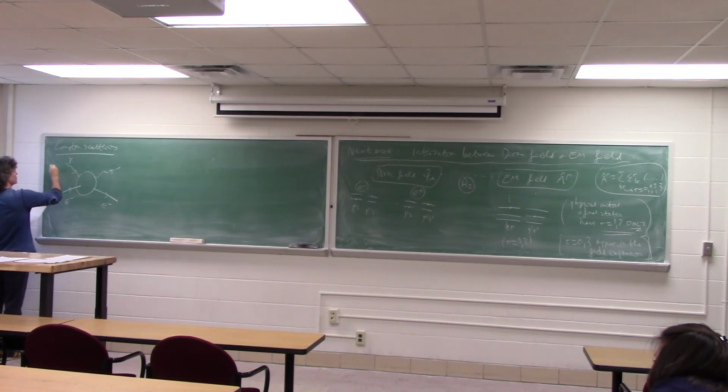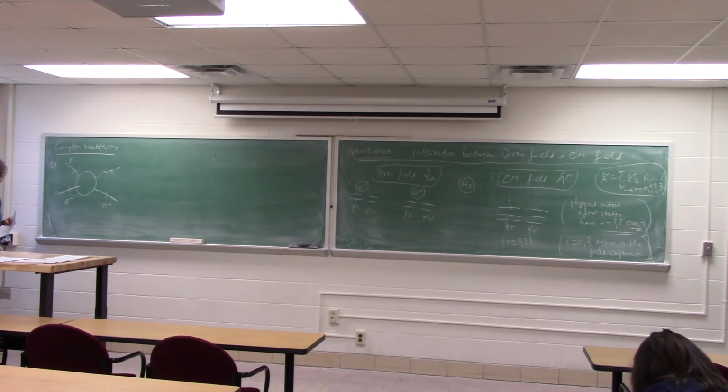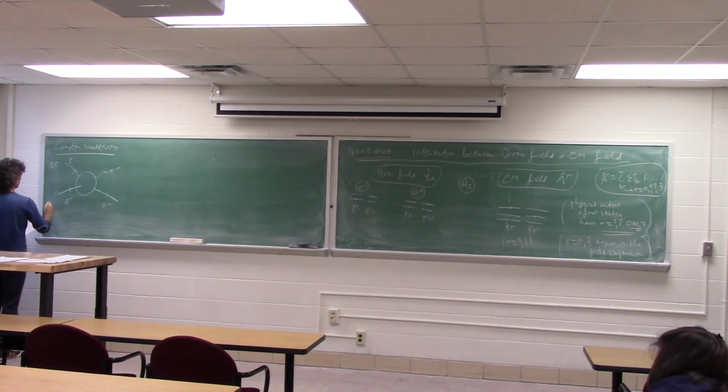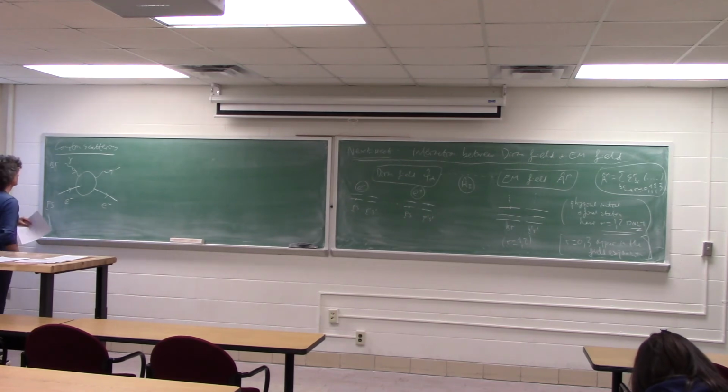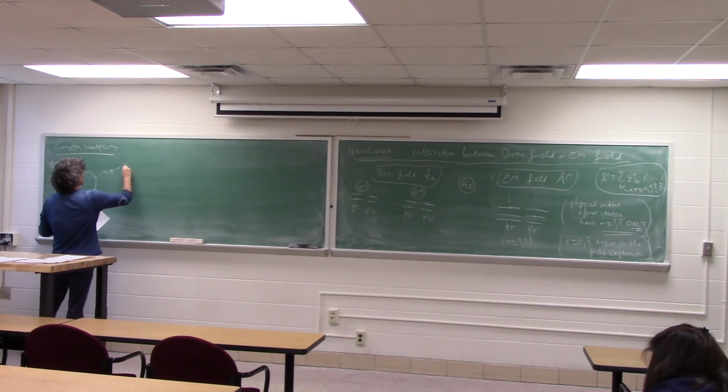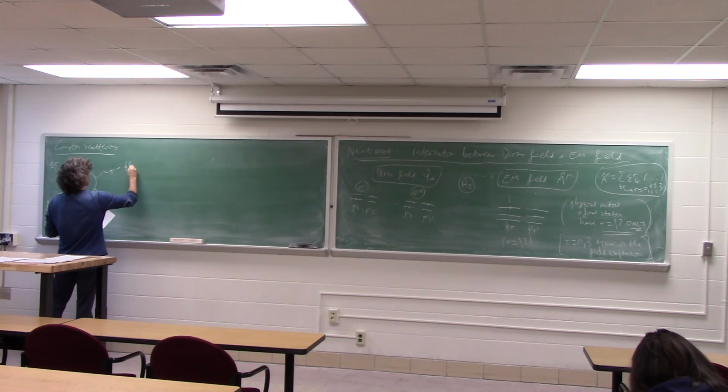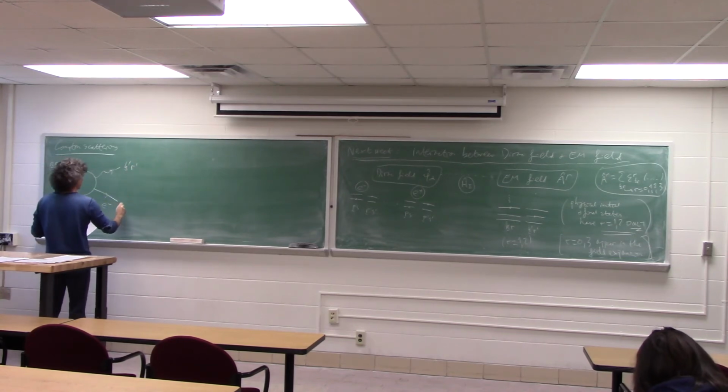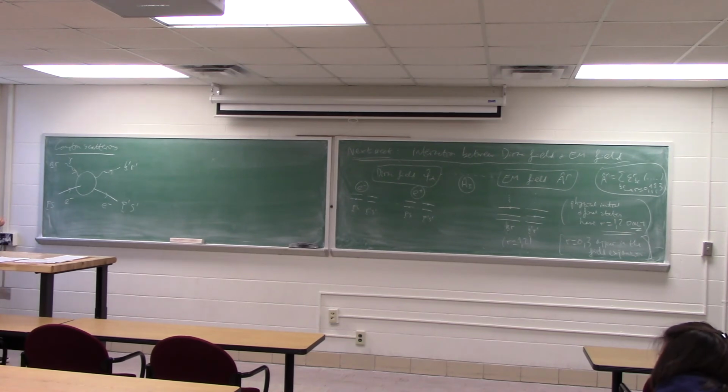So here you would have a certain incident momentum. What you say is the initial state. There's a certain incident momentum and polarization. Here the electron has some initial momentum and spin. They scatter off each other. There is a final momentum and polarization, and there is a final momentum and spin.